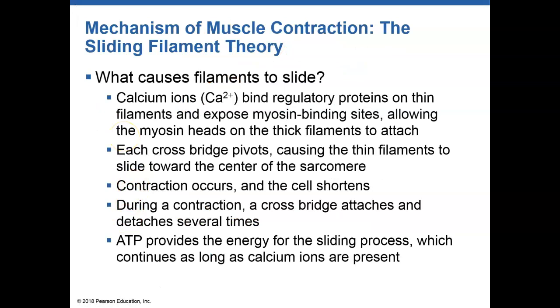The sliding filament theory of muscle contraction shows us how the muscle contraction actually occurs. So we have calcium that has to bind to specific regulatory proteins, and when they bind, the regulatory proteins change in conformation and move off of the binding sites on actin, allowing myosin to come up and bind. I'm going to show you what this looks like on the next slide, if I can get it to work.